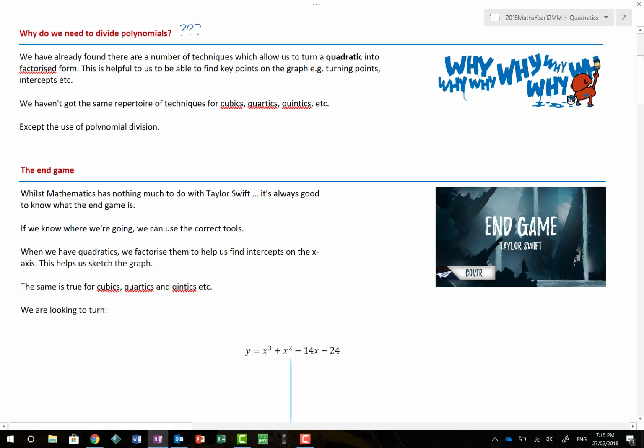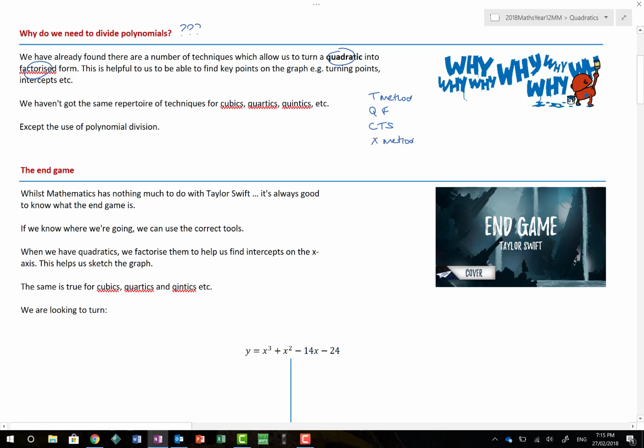Well, you're doing this because it's critically important to help you solve and do well in an exam, go to university and become an absolute gun in whatever profession you do. But at this moment in time, we found lots of ways of doing stuff for quadratics, right? And we like it to be in a factorized form, which helps us find key points on the graph, turning points, intercepts, depending on how we factorize it. Remember, we can use the T method, the quadratic formula, completing the square, or the cross method.